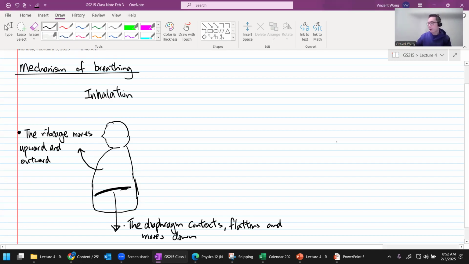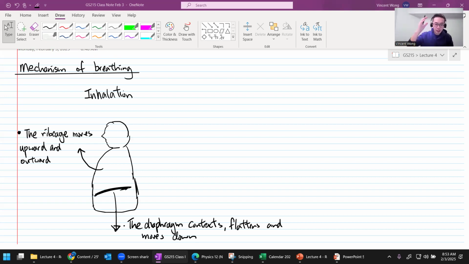Okay, so your diaphragm is normally dome shaped like this. This is the dome shape, that's the normal shape. When you want to breathe in, it flattens, and then breathe out. If you want to inhale, the diaphragm has to contract, flatten, and move down. That's what it needs to do.